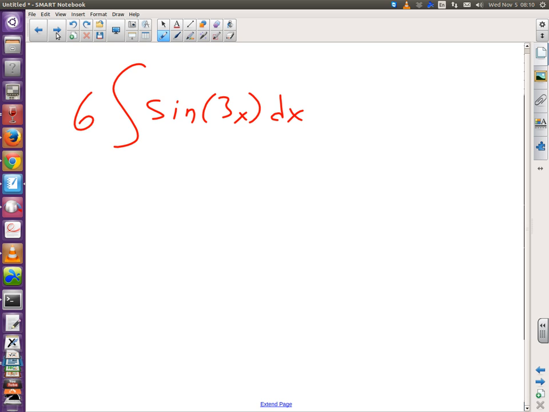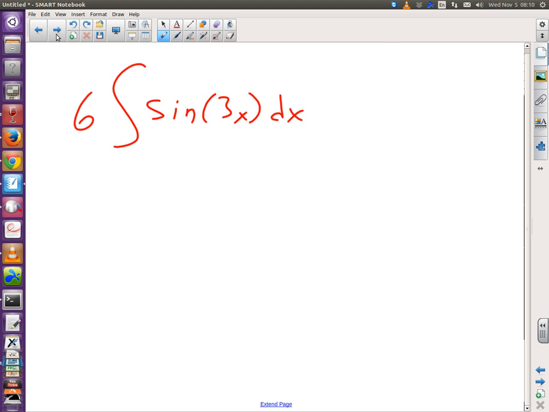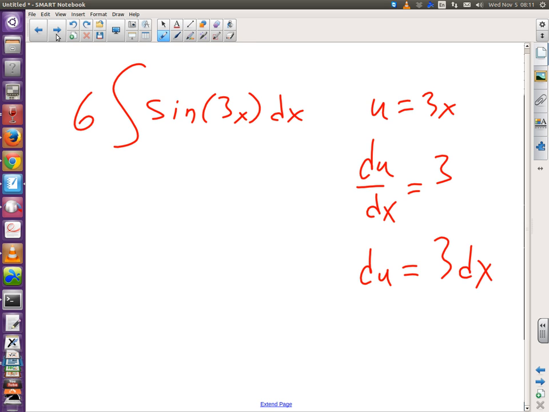Okay. How do you do U sub? Well, it's like chain rule backwards. Why is it 6 in front of the integral? That was the question. It could be inside or in front. It doesn't matter. Good, yeah. All right. So who's U? 3x. So what's the du dx? It's 3. What's the du by itself? 3dx.